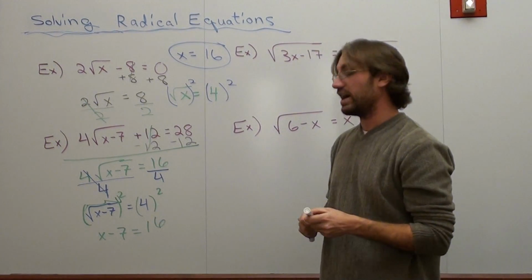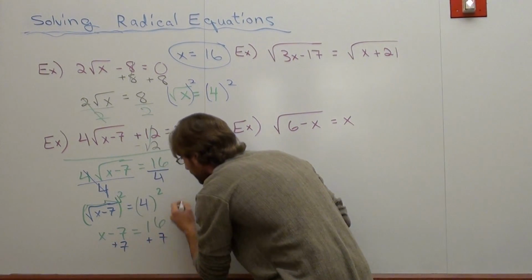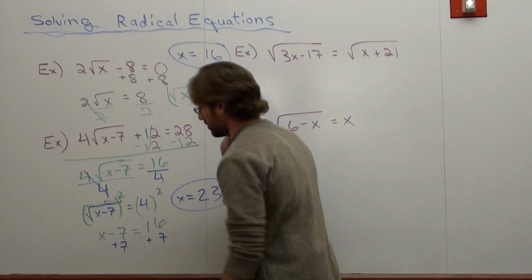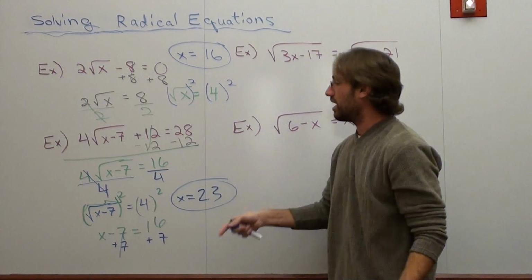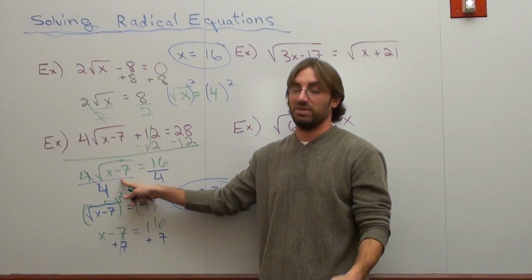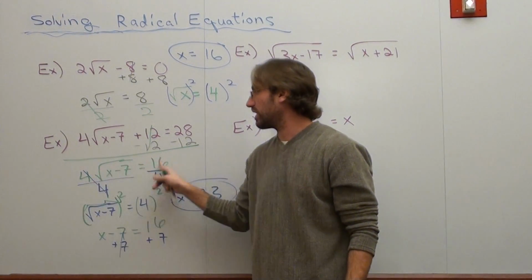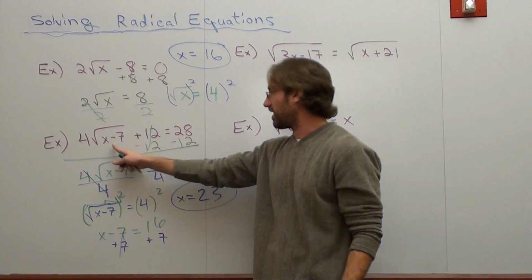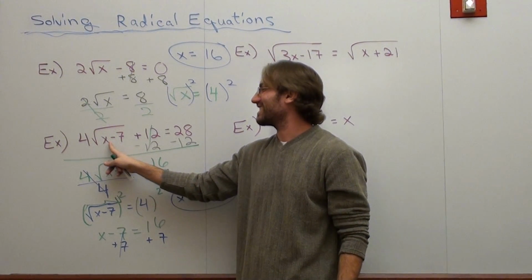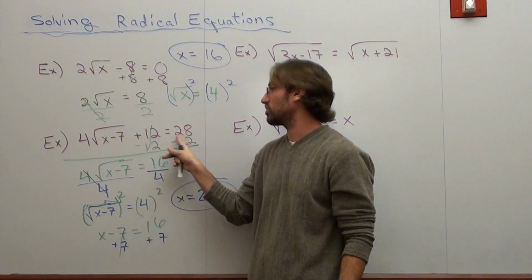So x minus 7 equals 4 squared, which is 16. Add 7 to both sides. x equals 23, if my addition's right, which it should be. And 23 subtract 7 is 16. Square root of 16 is 4. 4 times 4 is 16. Maybe I should have actually checked here. 23 minus 7 is 16. Square root of 16 is 4. 4 times 4 is 16. 16 plus 12 is 28.